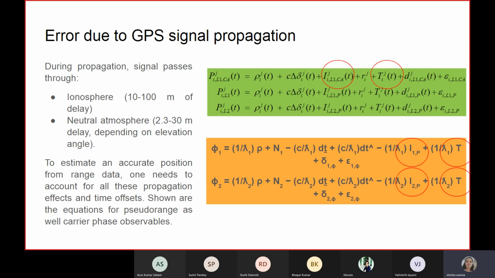So to estimate an accurate position from range data, one needs to account for all these propagation effects and time offsets. These are the two types of equation sets for pseudo range as well as carrier phase observables.